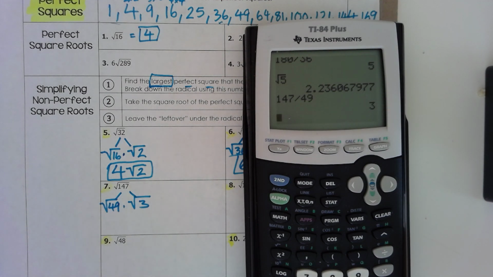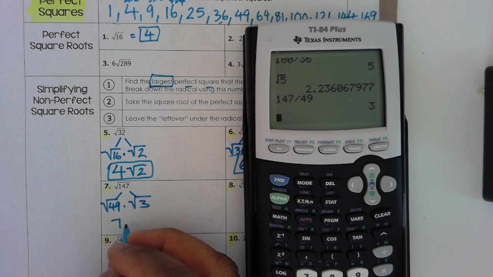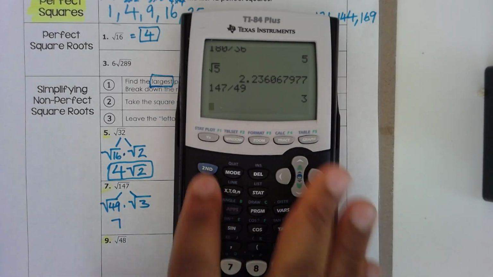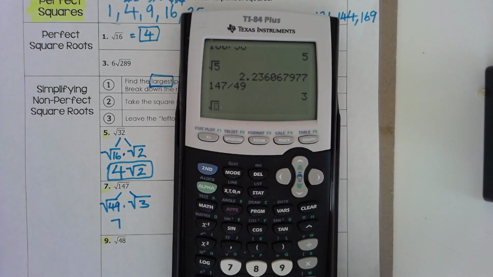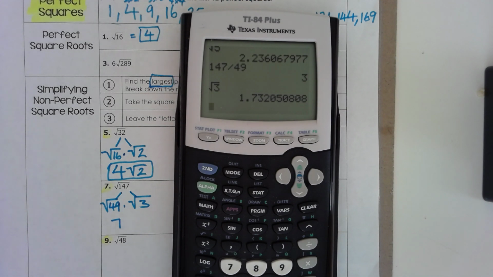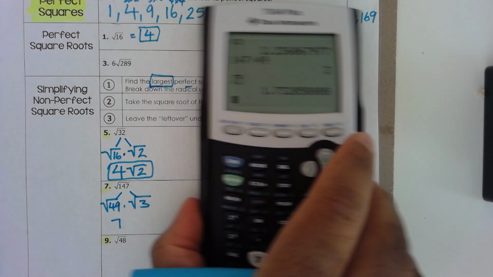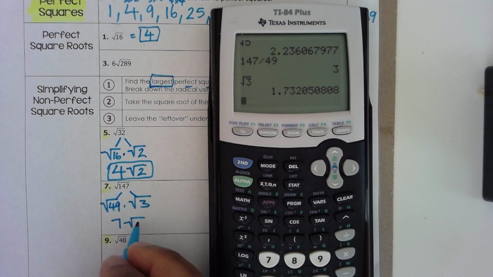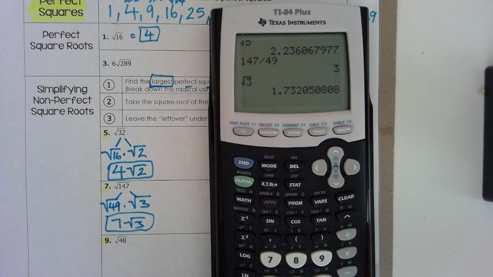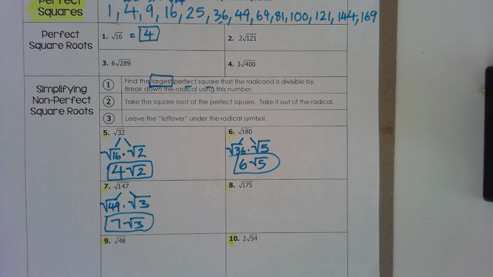So the square root of 49 is just 7. But if I take the square root of 3, you'll notice that I end up with a decimal. So I don't want the decimal, so I will just keep it at the square root of 3. And that is my final answer here.